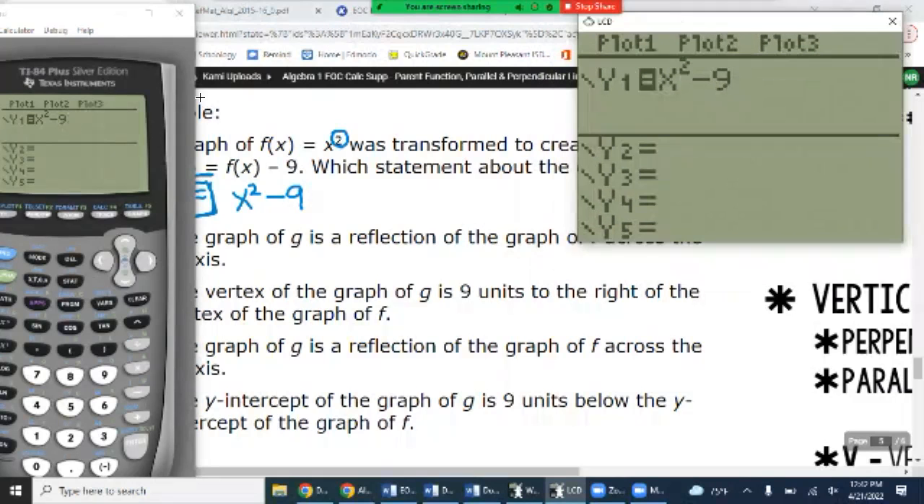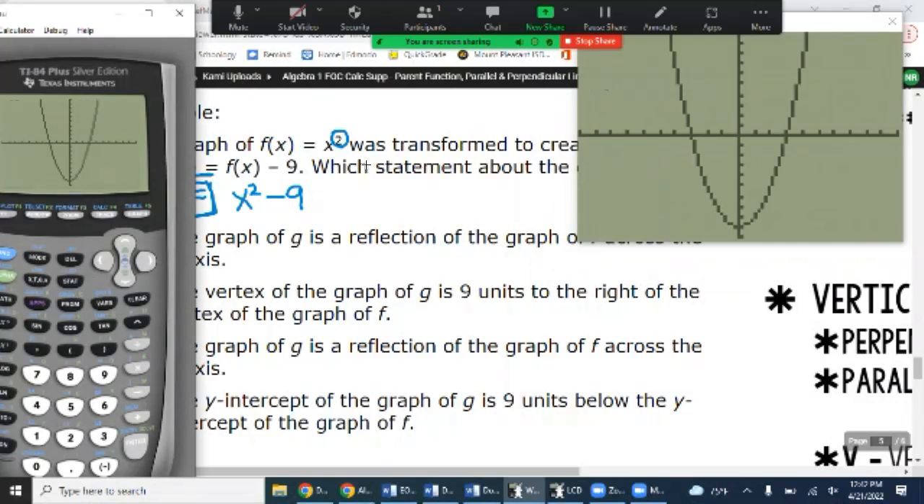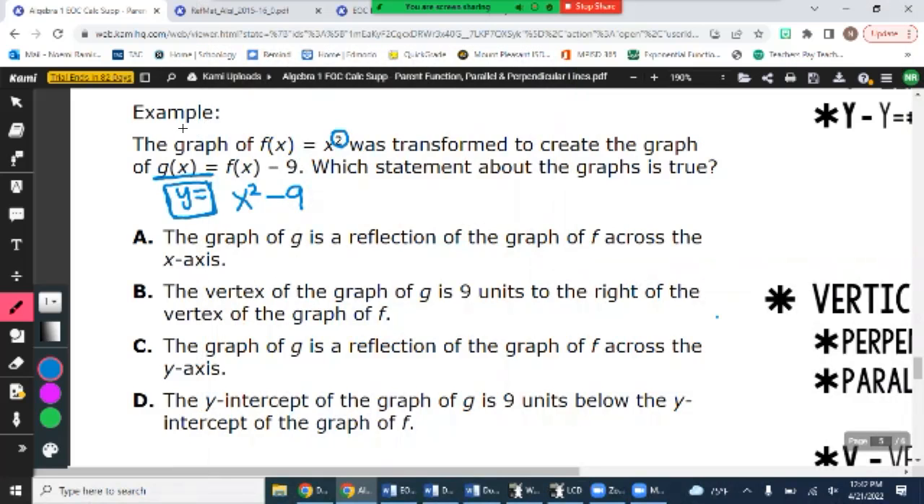The hardest part is switching it back from function form to equation. And you look at that parabola. Everybody see it? All right, let's go through the answer choices. What does it mean to reflect? That it flips upside down. Did it flip upside down? Did not flip upside down.